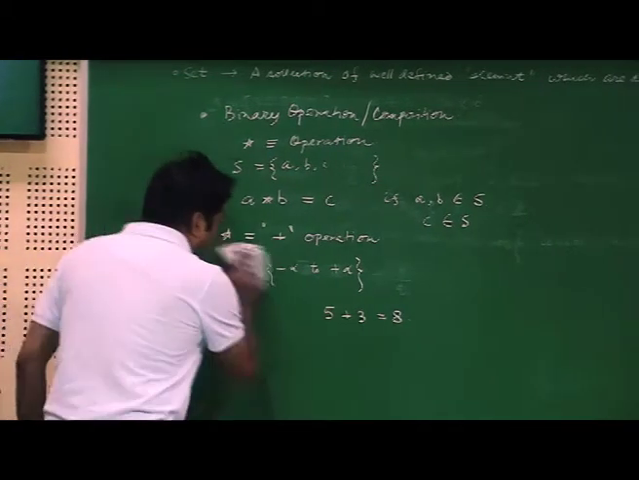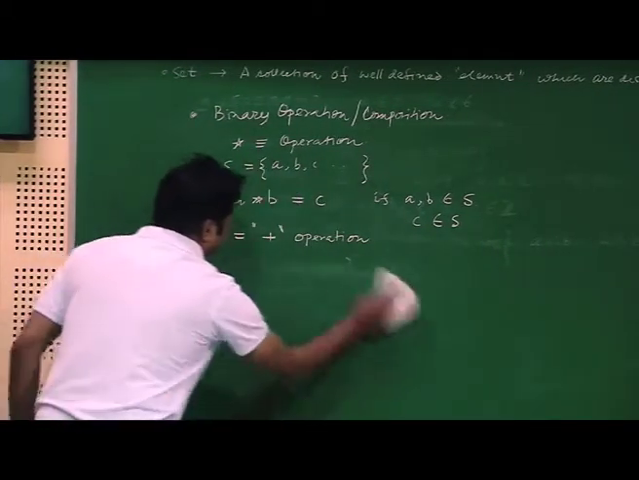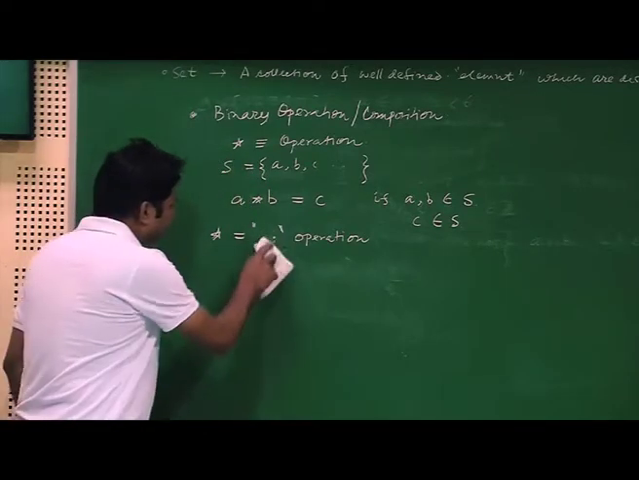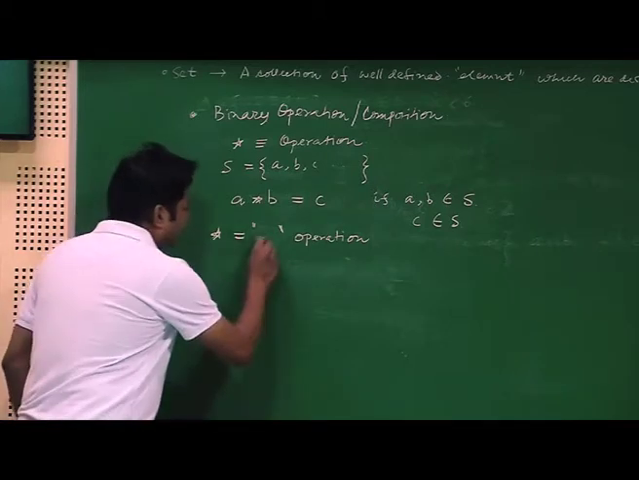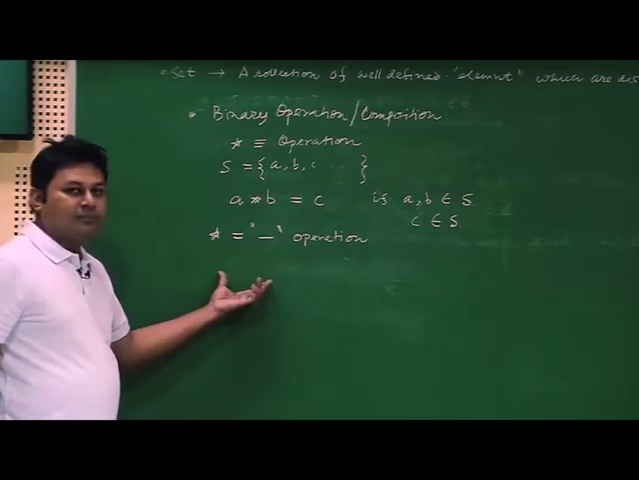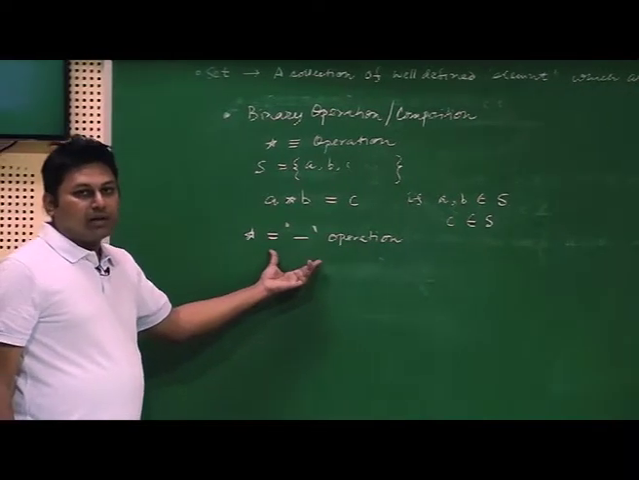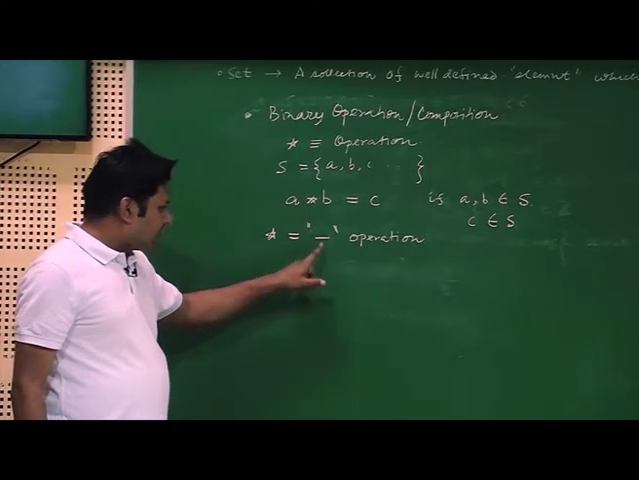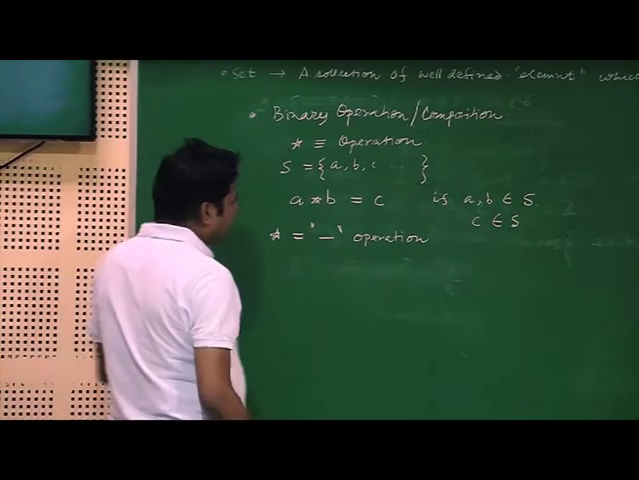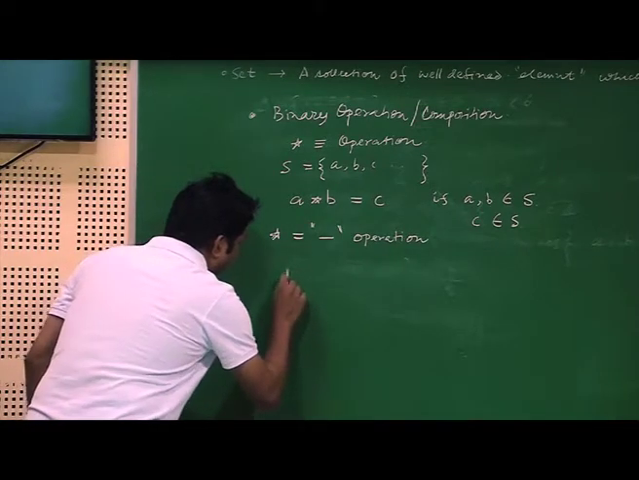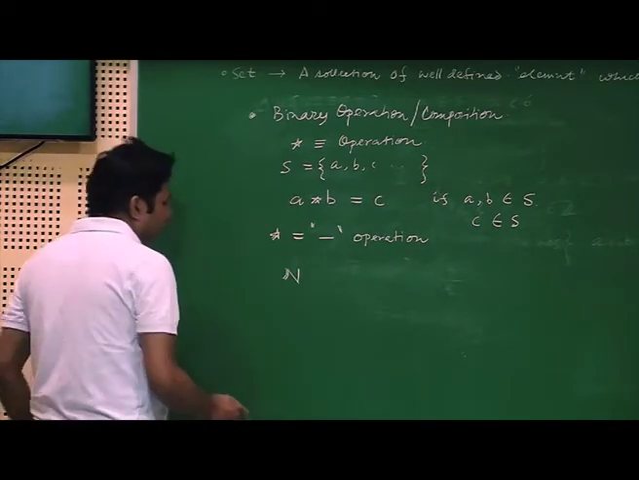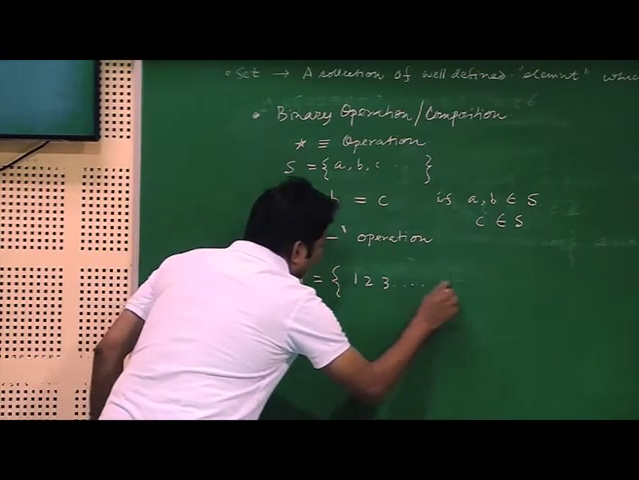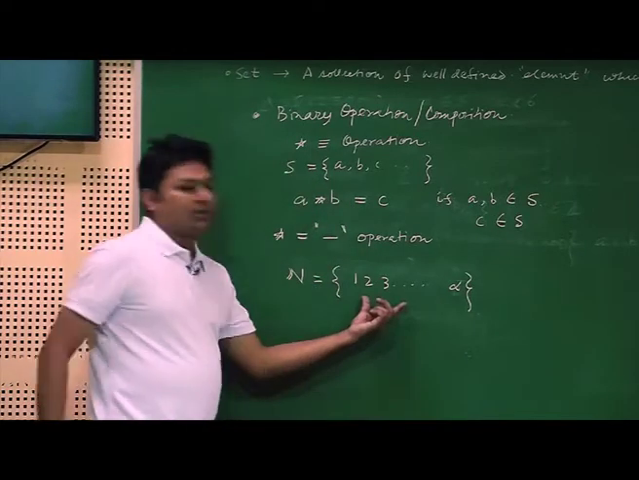Now take another example. I am going to change this, say to minus. I can always do that. Instead of taking addition, now I am taking an operation, say minus. If I take the operation minus, then I am going to apply that over the set of natural numbers. Natural numbers, as I mentioned earlier, form a set which contains 1, 2, 3, 4, 5 up to infinity.